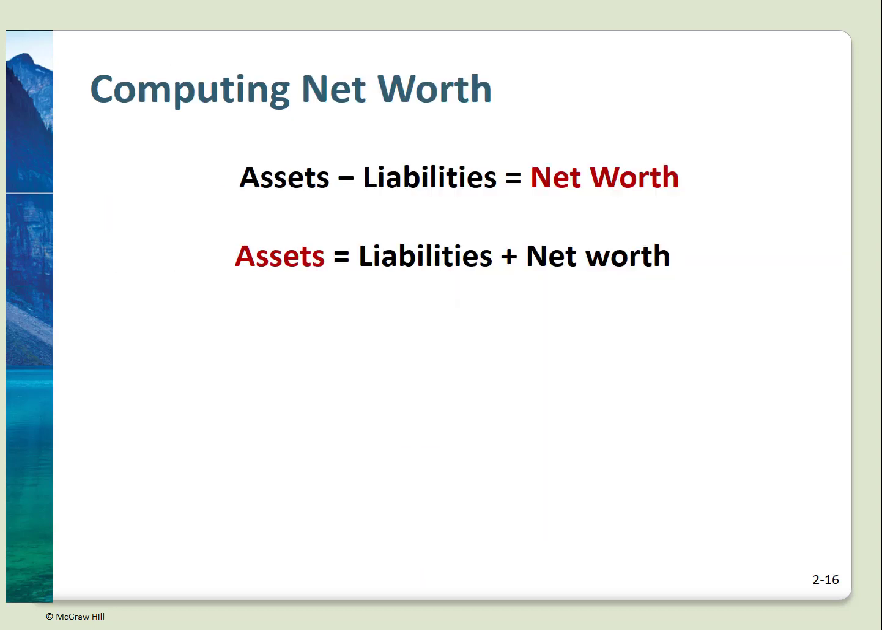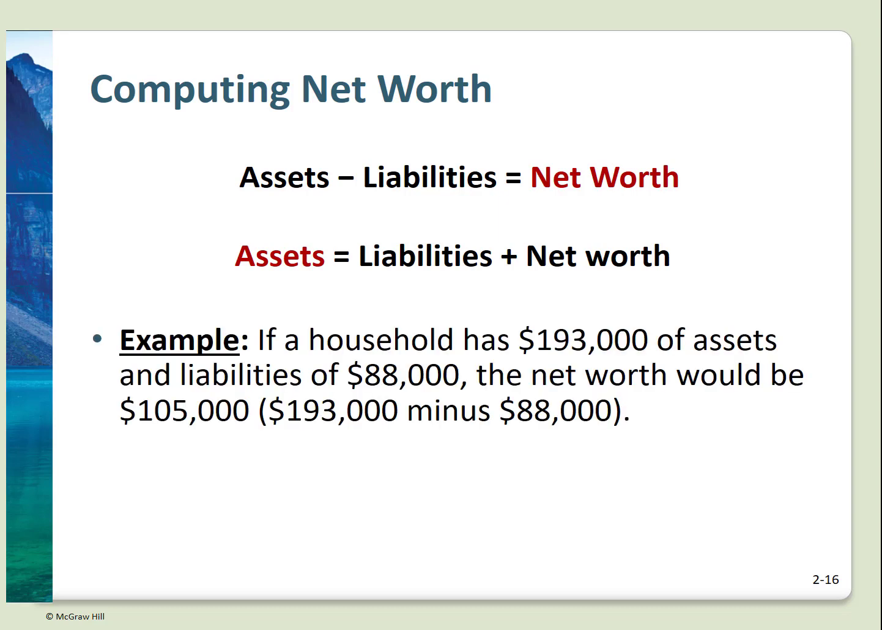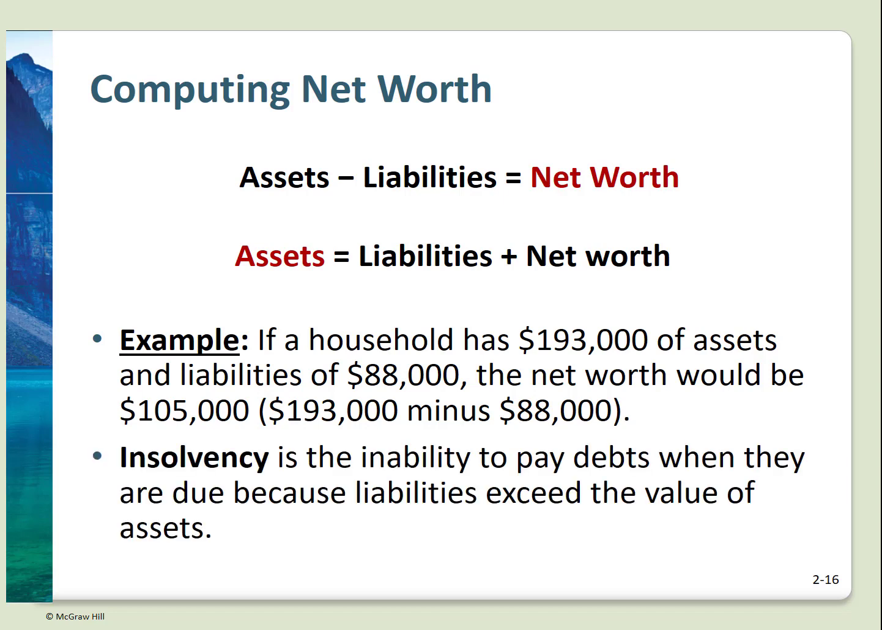Our overall goal is to increase our net worth. Net worth is not a measure of available cash. It measures how much you'd have left if you sold all your assets and paid all your liabilities. Looking at the example on the slide. Assets, $193,000. Liabilities, $88,000. Net worth, $193 minus $88, $105,000. Insolvency is defined as having liabilities that far exceed your assets, resulting in an inability to pay debt when due. Obviously, we want to avoid this condition, and monitoring your personal balance sheet is critical.